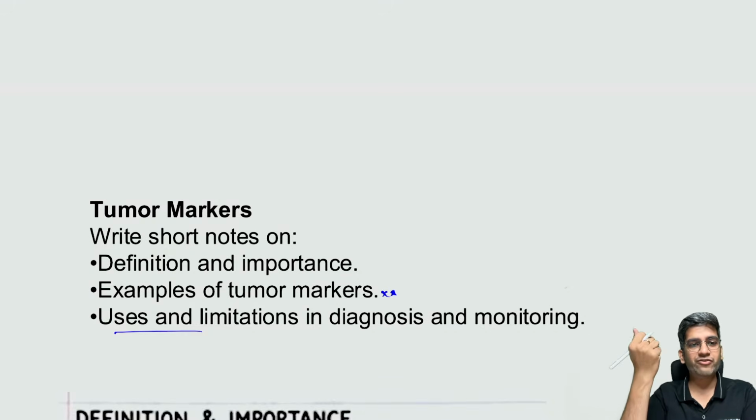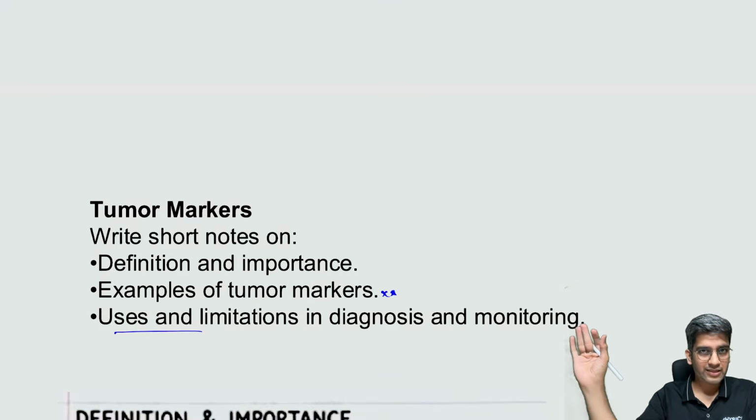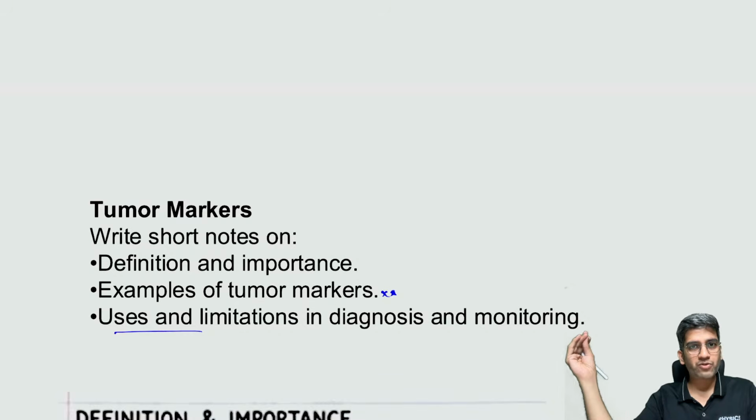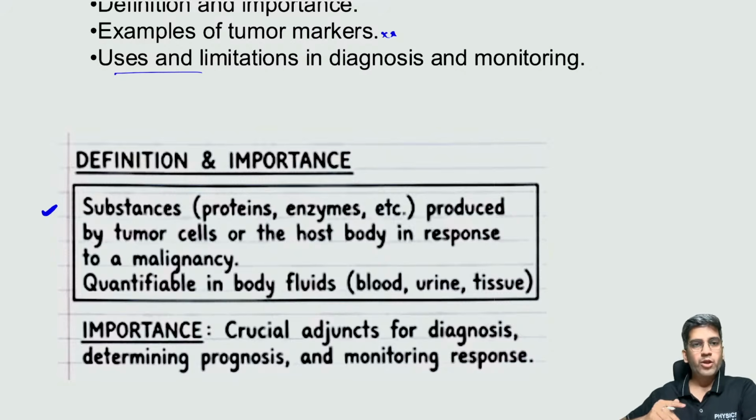Someone is asking me to define it. It's very simple. Prostate secretes PSA. So cancer coming from prostate should also show an increase in PSA. That's all. You have to convert it into a normal sentence. That's it. You know the concept of tumor marker. You should be able to put it down in words, right? Substances, proteins or enzymes produced by the tumor cells or host body in response to a malignancy is a tumor marker.